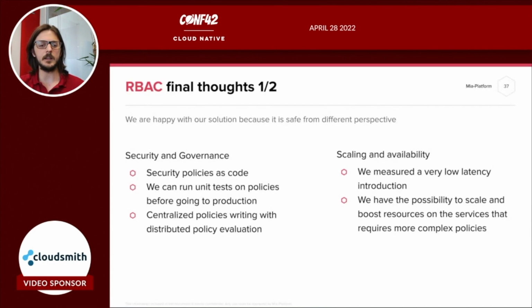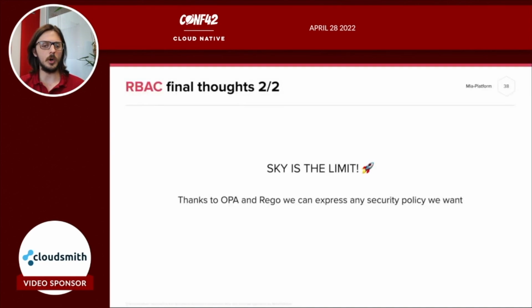Also, from a scaling and high availability perspective, even though we introduced a new hop in the request call chain, we measured a very low latency introduction, and having RBAC run as a sidecar gives us the possibility to scale and boost resources on the most requested services, while keeping others with tighter resources. Also, thanks to OPA and Rego, we can express any kind of security policy we want. So for real, the sky is the limit.